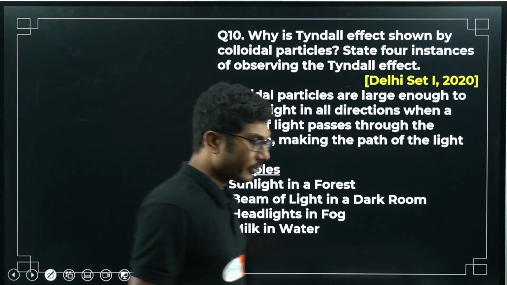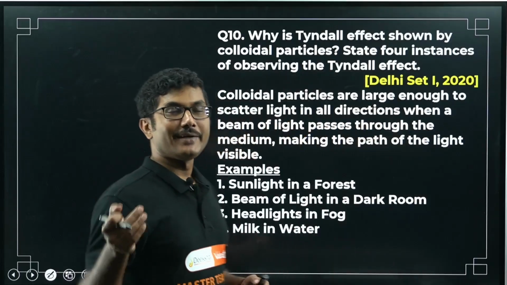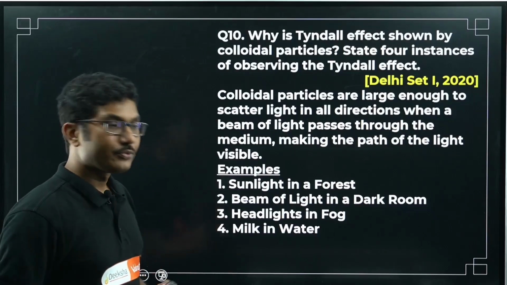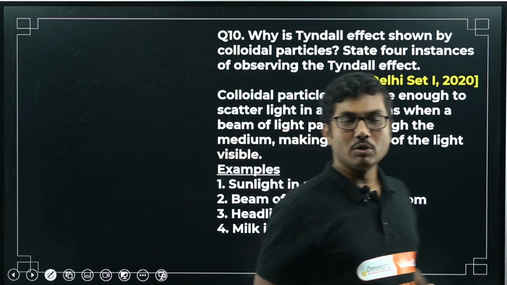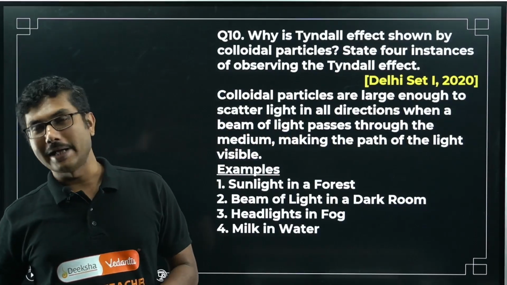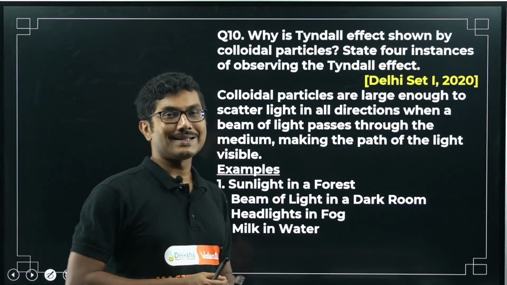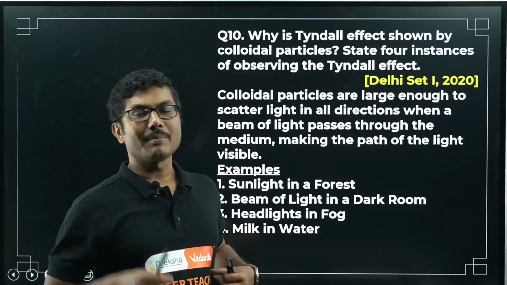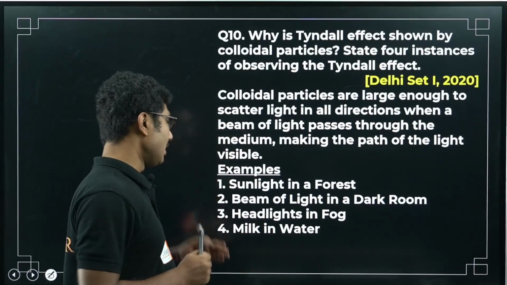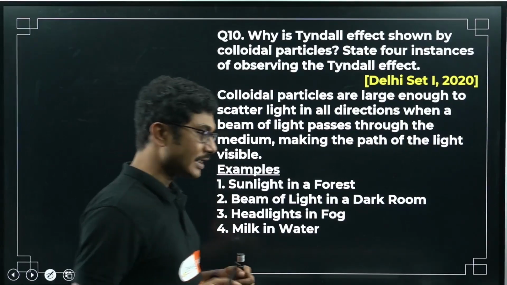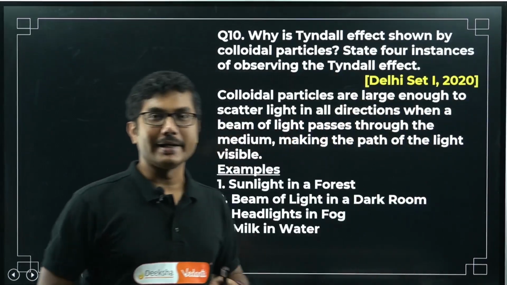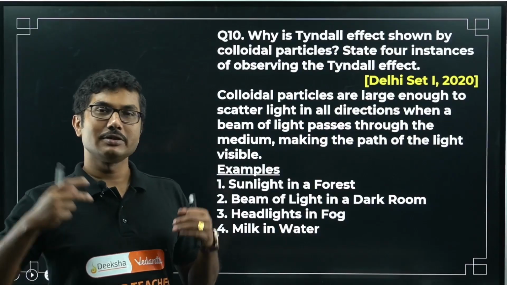If you are visiting a forest, you will see beautiful sunlight coming through the forest. I have shown one of the diagrams during my lecture. Then, a beam of light in a dark room. If the room is completely dark and there is a small hole, light rays come through the small hole and the path of the light becomes visible, because the dust present inside the dark room scatters the light. That is also a Tyndall effect. Headlight in a fog. Inside a fog, if you switch on the headlight of a car or a bike or any other light, it shows the path of that light, because this is also a Tyndall effect.